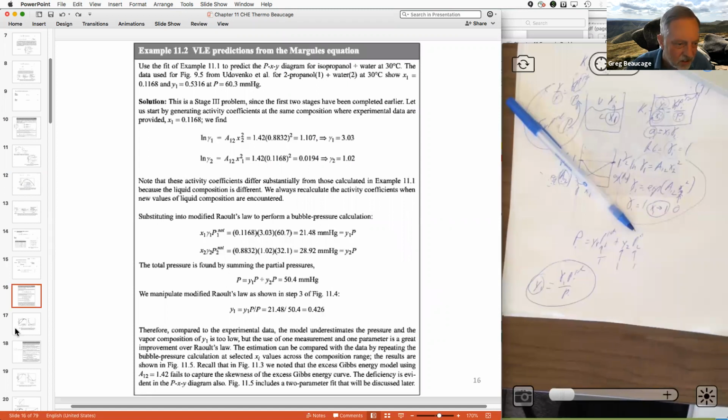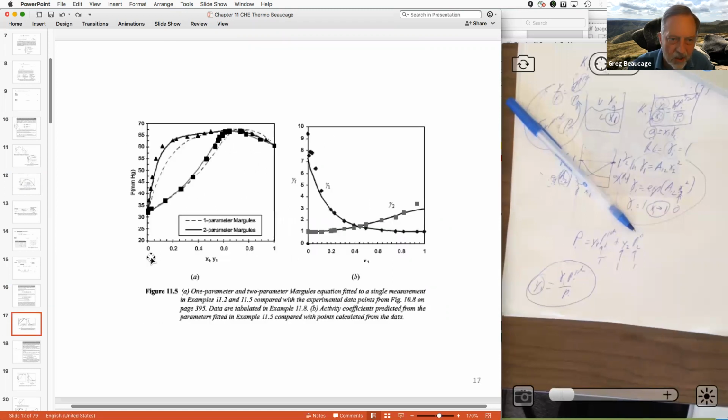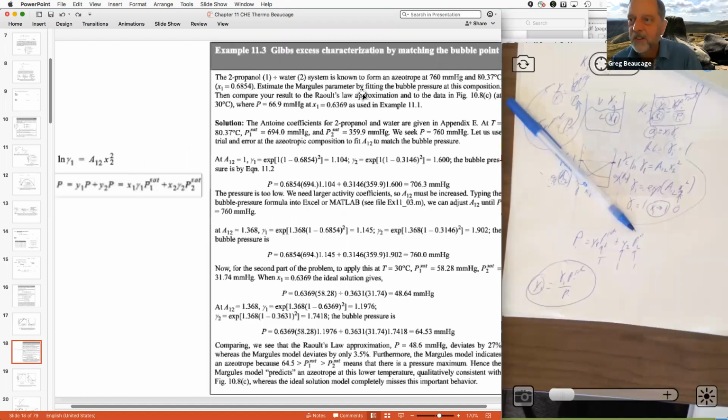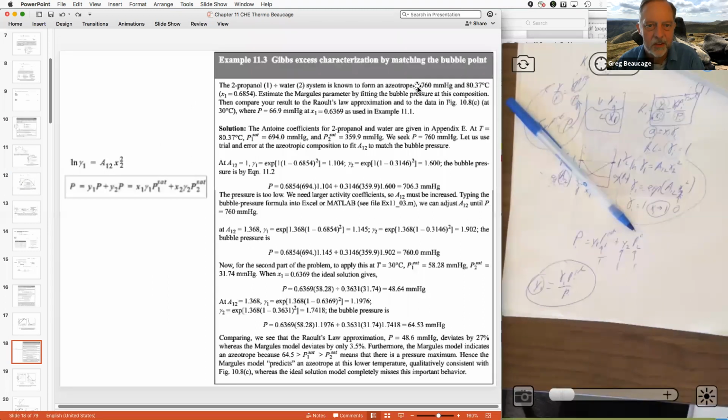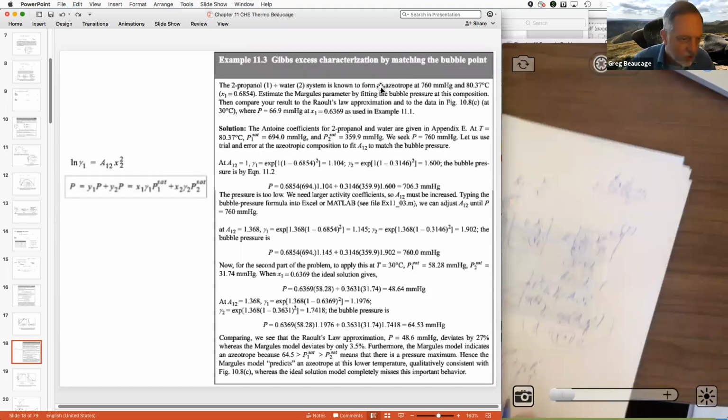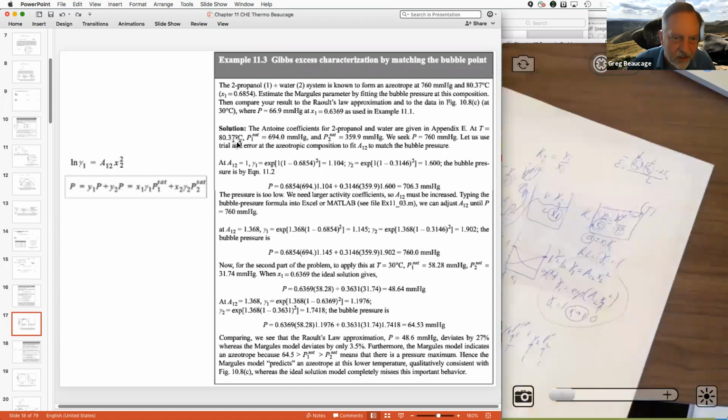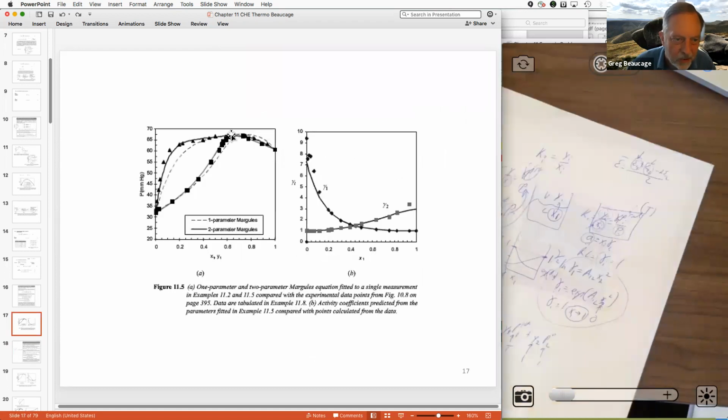11.3 is kind of a more typical problem. So 11.3, you have propanol and water forming an azeotrope. So you're given the azeotrope conditions, right? At the azeotrope, meaning this point where the two curves cross, this point where the two match up, Y and X equal each other.